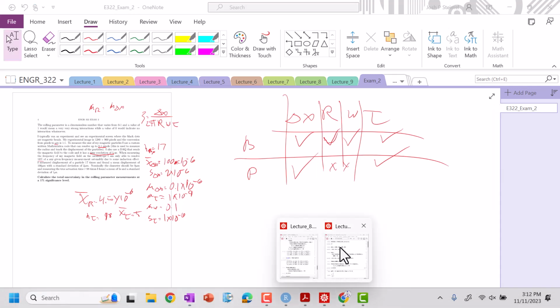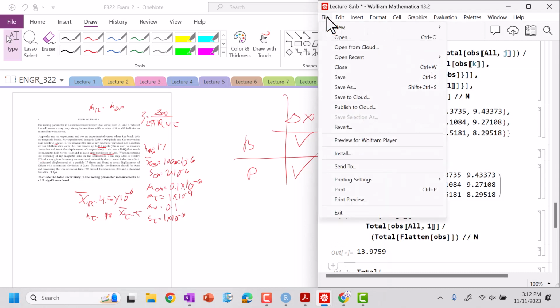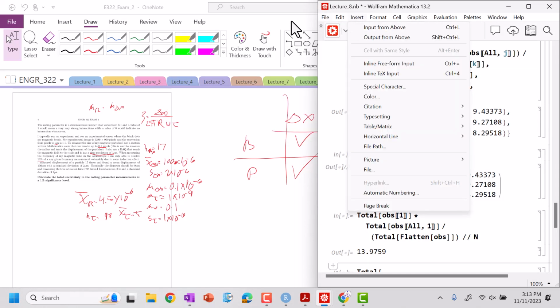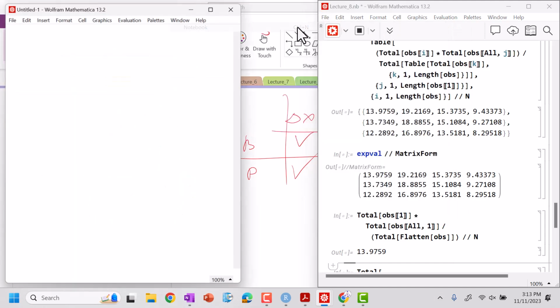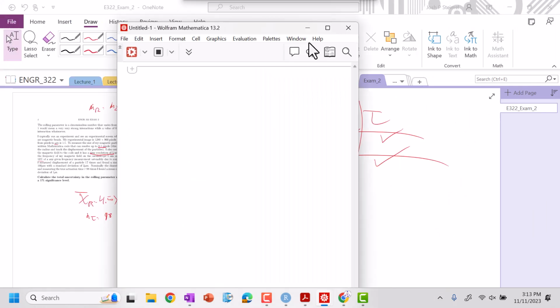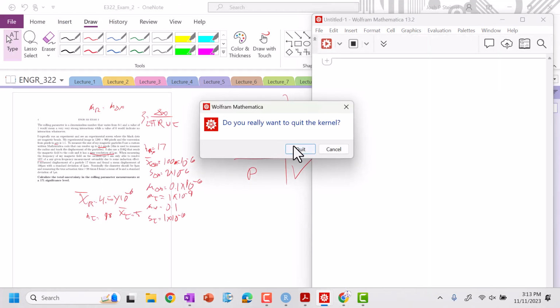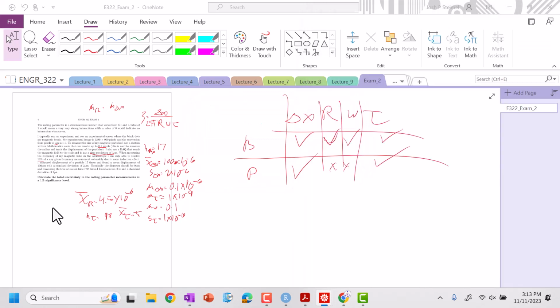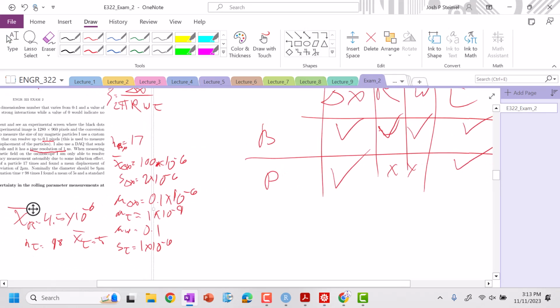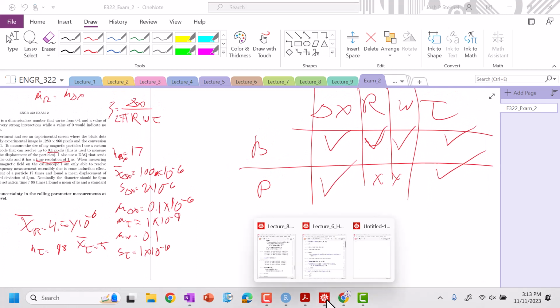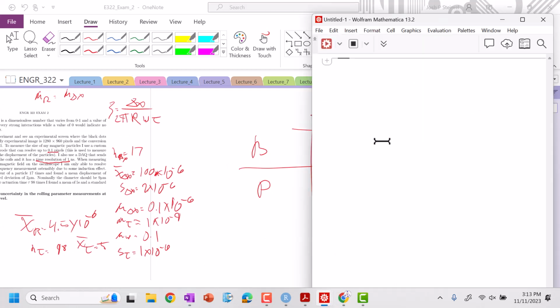All right, so let's start to break this down. I'm going to pull up a Mathematica notebook. We're going to do a new one. I'm going to quit the kernel. And then I'm going to zoom in here because I wanted to write down some of these values so I can visualize everything. So I'm going to call this my rolling RP, which is equal to delta x divided by 2 times pi times r times omega times tau. So that's my function.